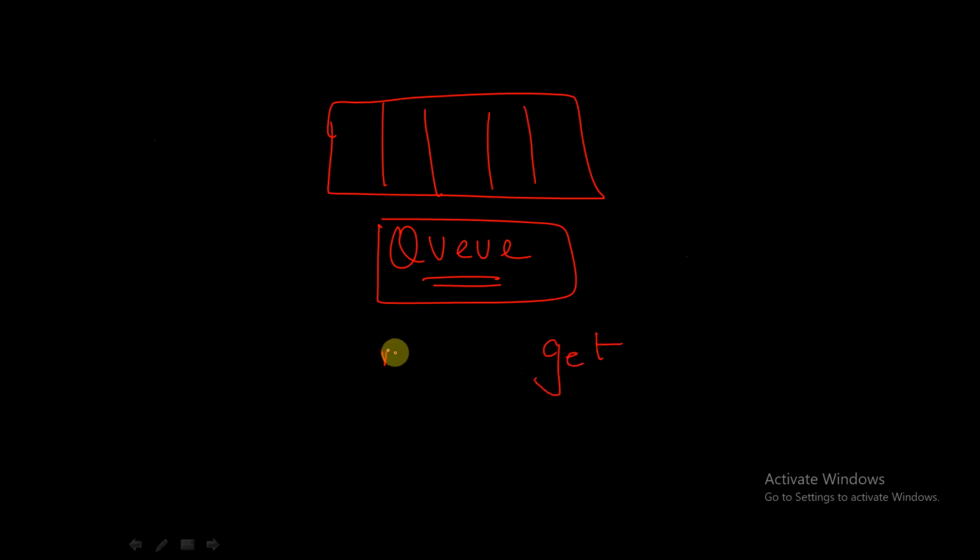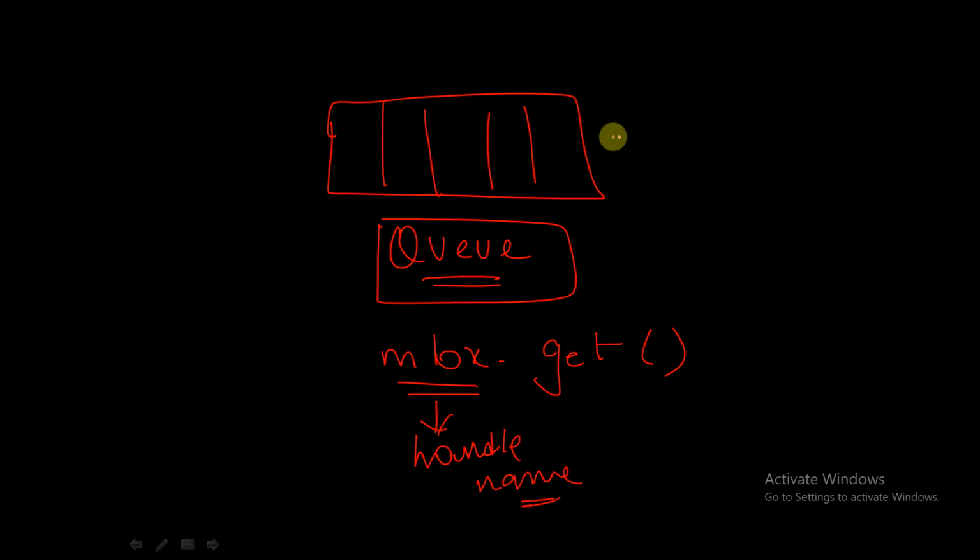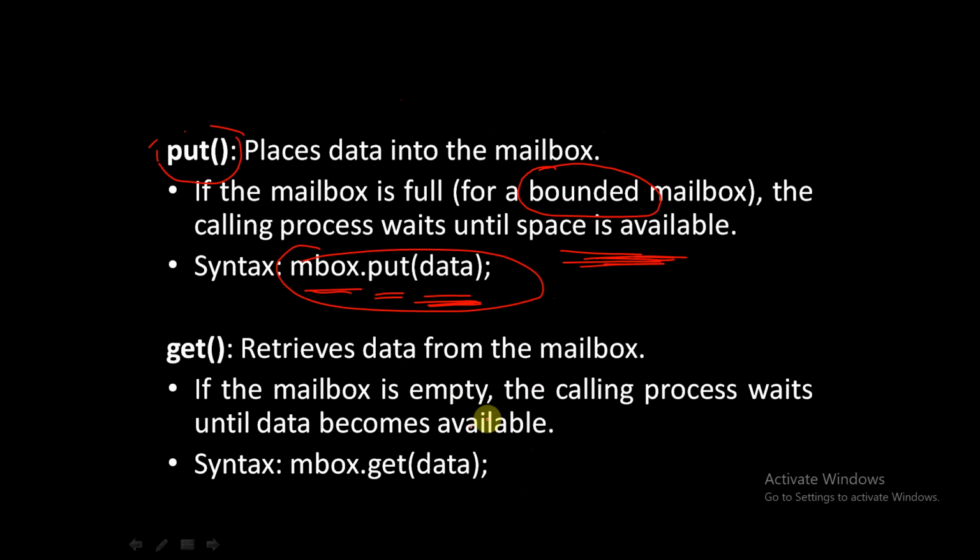Okay, mailbox handle name, let's say mbx dot get. This is the handle name dot get. So this is how we are going to retrieve the data out of the mailbox. Okay, and if the mailbox is empty, the calling process will wait until the data is available. So we will use this mbx dot get of data.